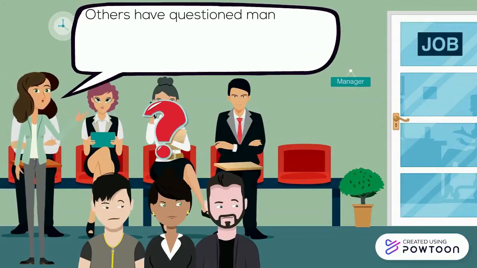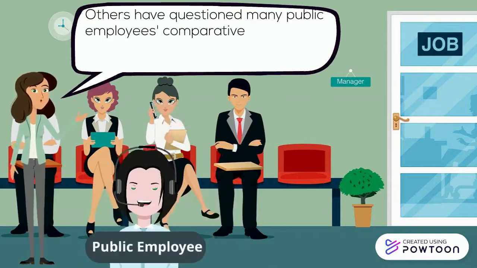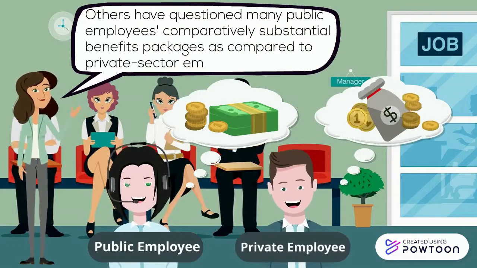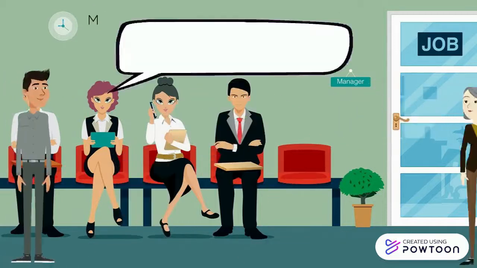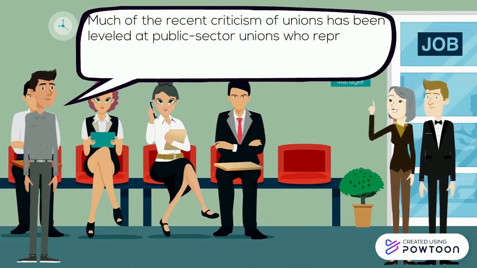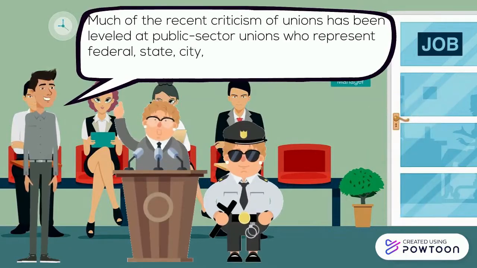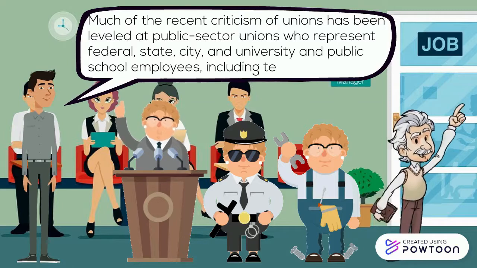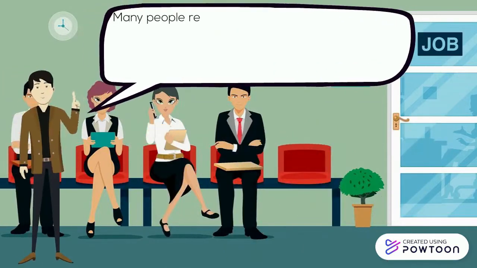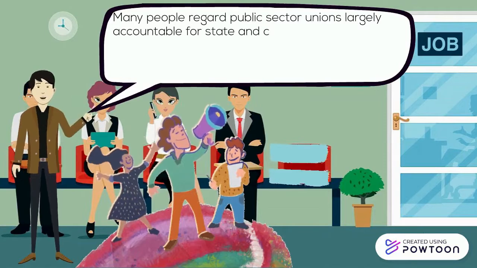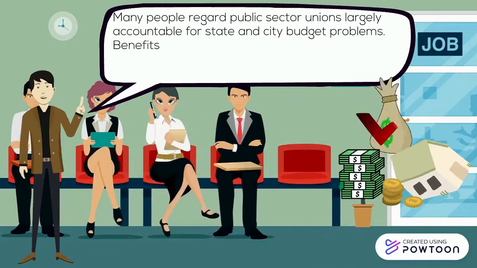Authors have questioned many public employees' comparatively substantial benefit packages as compared to private sector employees. Much of the recent criticism of unions has been leveled at public sector unions, who represent federal, state, city, and university and public school employees, including teachers. Many people regard public sector unions as largely accountable for state and city budget problems.